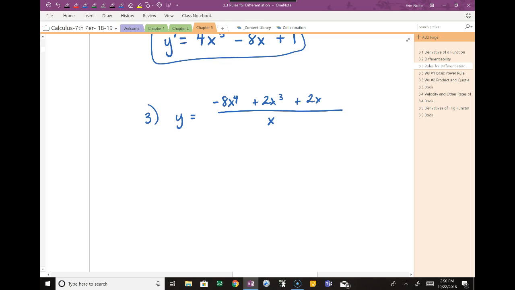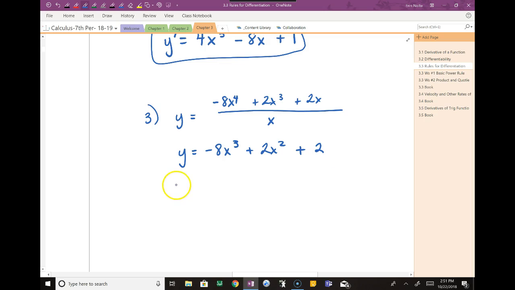Now this one, I cannot derive the way it is written. I have to start by simplifying it. Since everything is being divided by x, I'm going to divide everything by x. When I simplify, what is my first term going to be? Negative 8x to the third. What's my second term going to be? 2x squared. Third term? 2 plus 2.